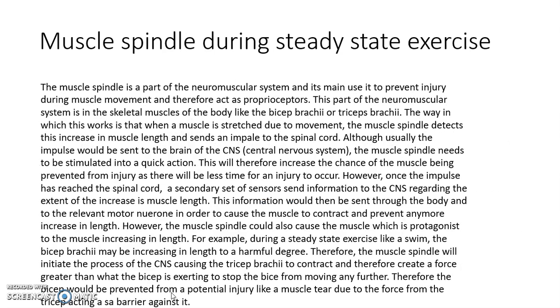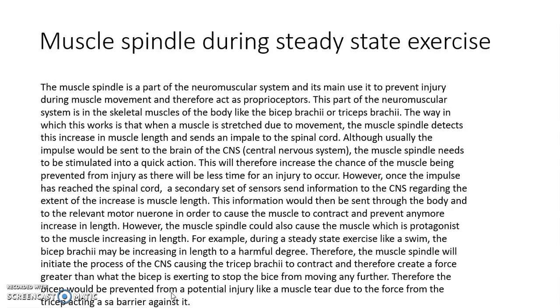The muscle spindle is a part of the neuromuscular system, and its main use is to prevent injury during muscle movement and therefore acts as a proprioceptor. This part of the neuromuscular system is in the skeletal muscles of the body, like the biceps brachii or triceps brachii. The way in which this works is when a muscle is stretched due to a movement.